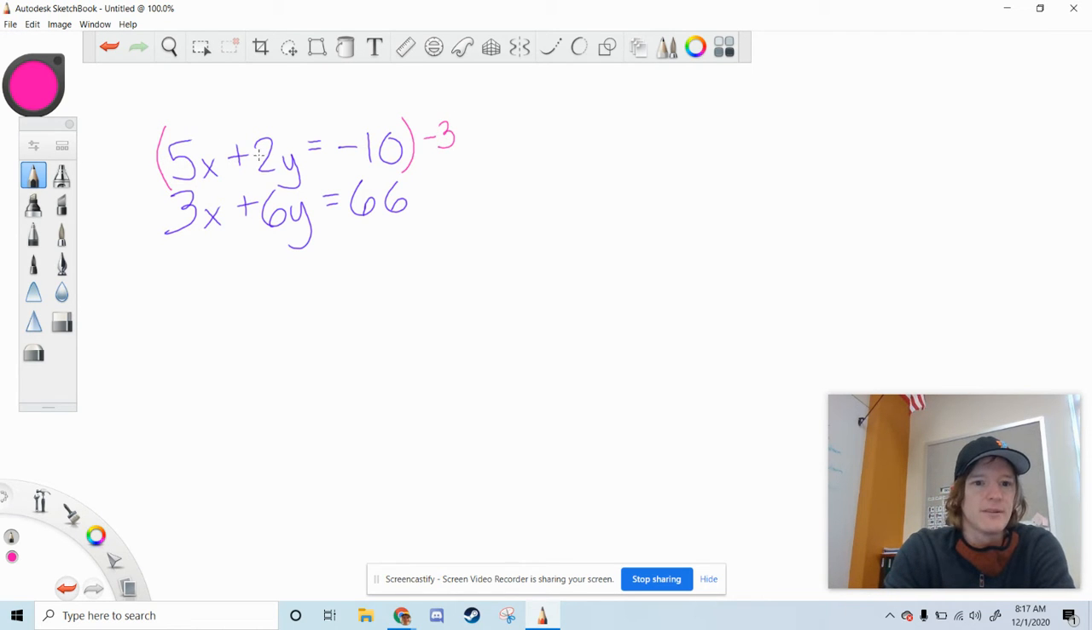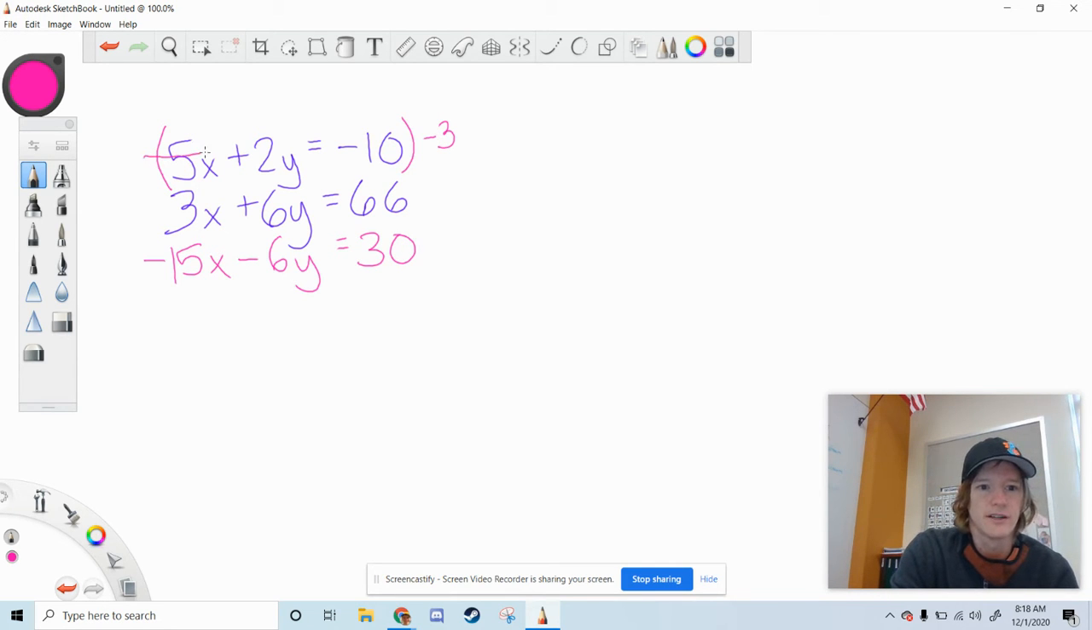And then what's going to happen is we have positive 6y in the bottom equation. We're going to then have negative 6y in the top one, so that when we do add these equations together, we eliminate the y variable. So just underneath this, negative 3 times 5 is negative 15x, minus 6y equals, and a negative times a negative is a positive, so positive 30.